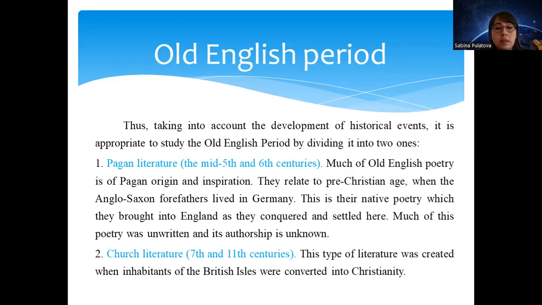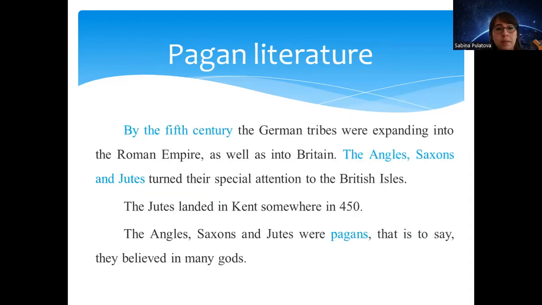The second period of Old English literature is called church literature. This type of literature was created when inhabitants of the British Isles were converted to Christianity. By the 5th century, the Germanic tribes were expanding into the Roman Empire as well as into Britain. The Angles, the Saxons, and Jutes turned their special attention to the British Isles. The Jutes landed in Kent somewhere in 450.